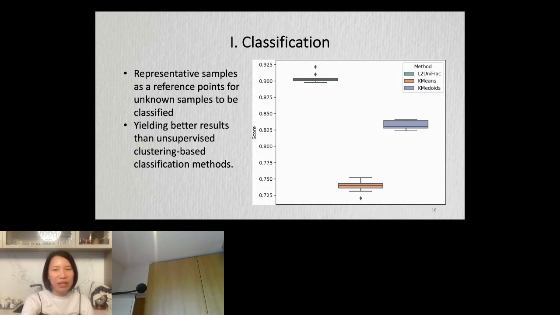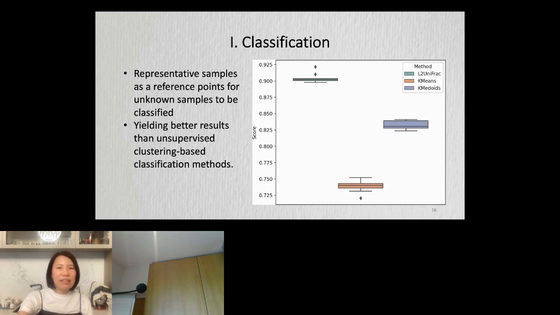In contrast, we compared it to some traditional methods. Traditionally, classification is usually done through clustering because there wasn't any kind of reference with which we could classify, right? So usually we have to cluster the samples first, and then depending on the cluster, we decide the label of a certain sample. We compared it to two kinds of clustering methods, k-means and k-medoids, and we can see that the accuracy score is significantly lower than that using a reference point.